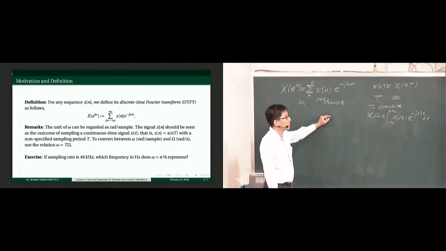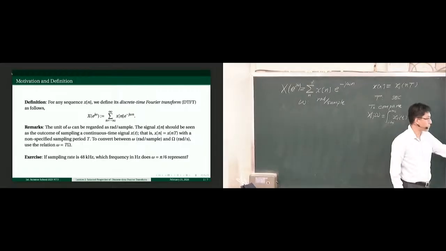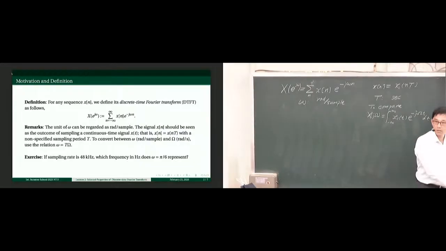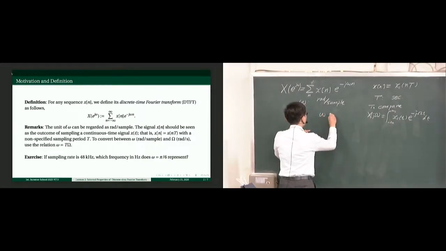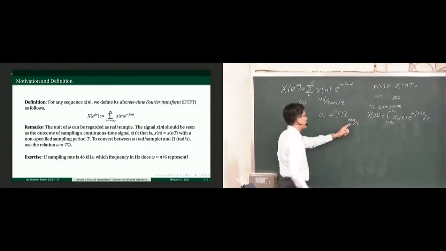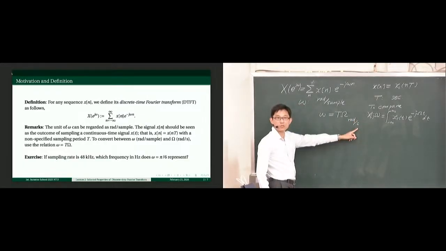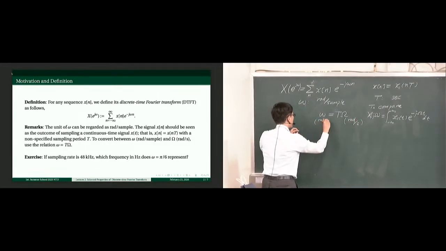I want to jump to the result that is correct, so please remember this relation. The relation between small and big omega in the context of sampling is this: small omega corresponds to T times big omega. Big omega's unit is radian per second, as I previously mentioned, and here our unit is radian per sample.